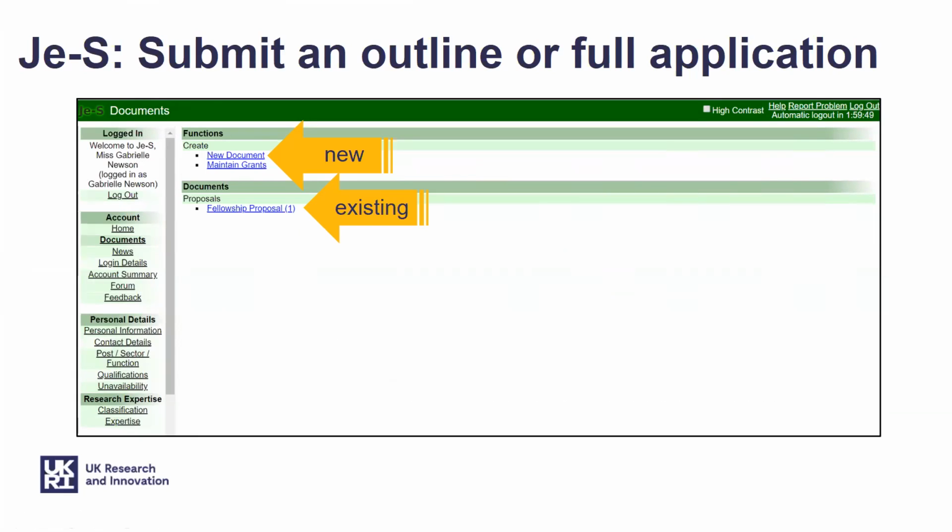Or if you're already midway through an application and you want to come back and revisit it and add more, keep working on it, then you need to click below where it says existing. And just to say, this is an existing proposal within the same round. So if you've applied to a previous round of the scheme, round 4, round 5, that won't show up here. You'll need to create a new application for round 6, this round of the scheme.